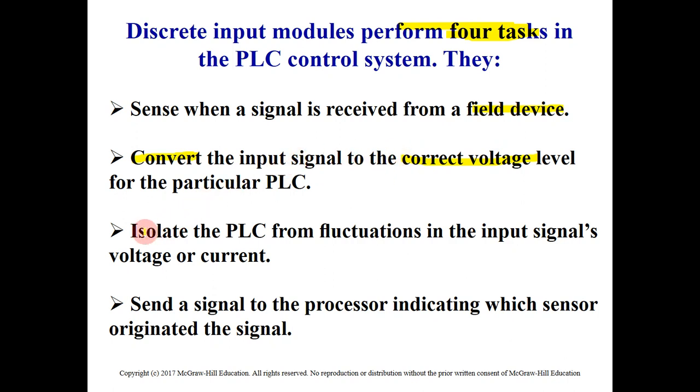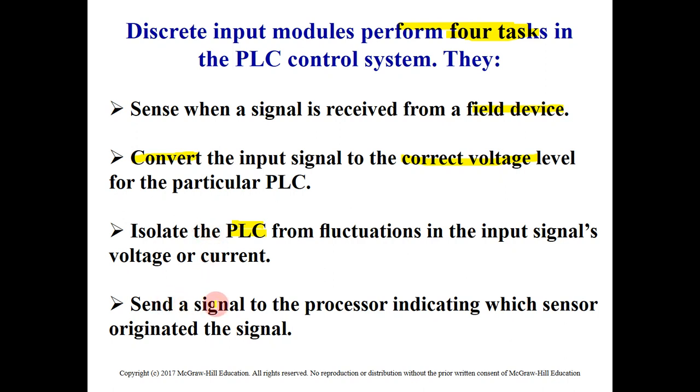Okay, then isolate the PLC from the fluctuations in the input signal. So how to isolate? It uses several protection circuits like the Zener diode, the opto electrical isolation circuit, and it also uses the bridge to convert the signal from AC to DC, and so on.